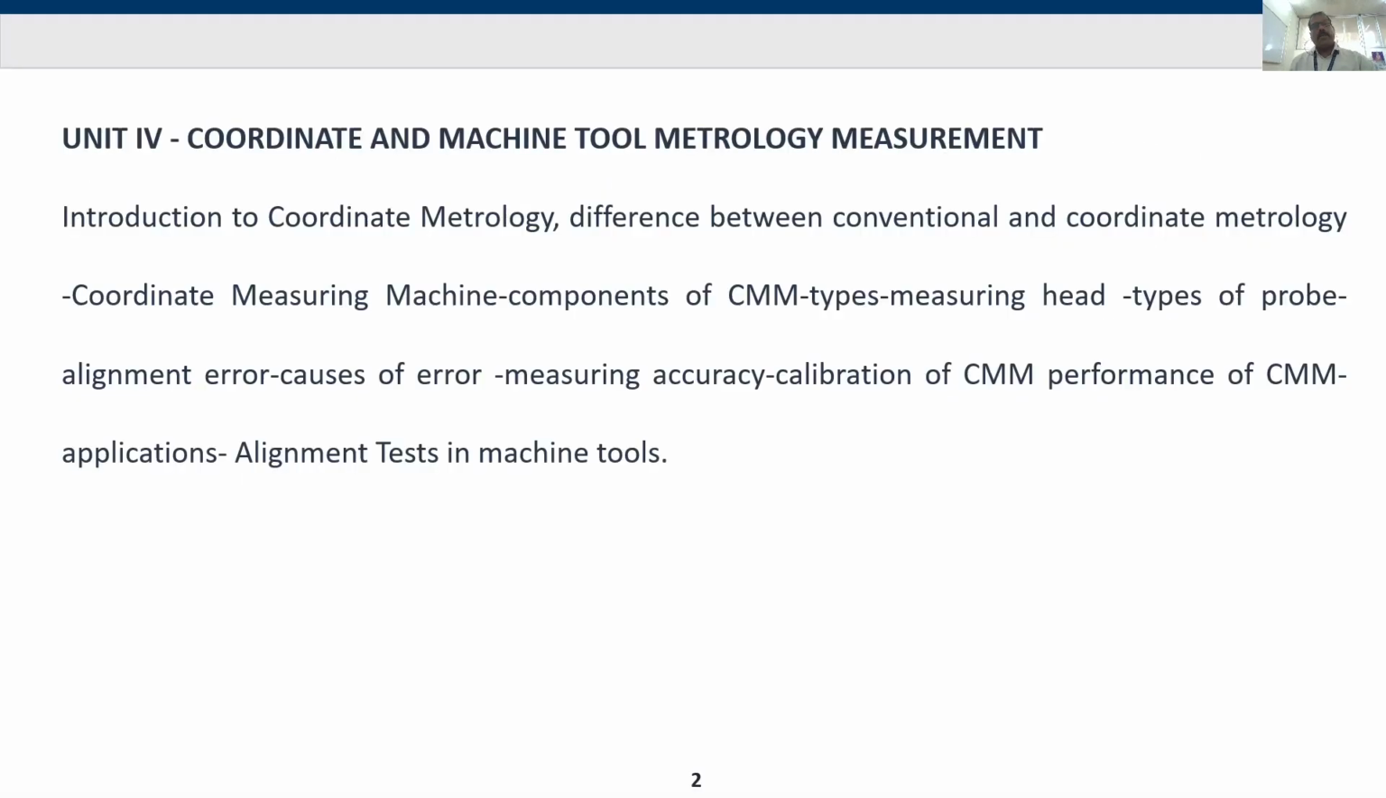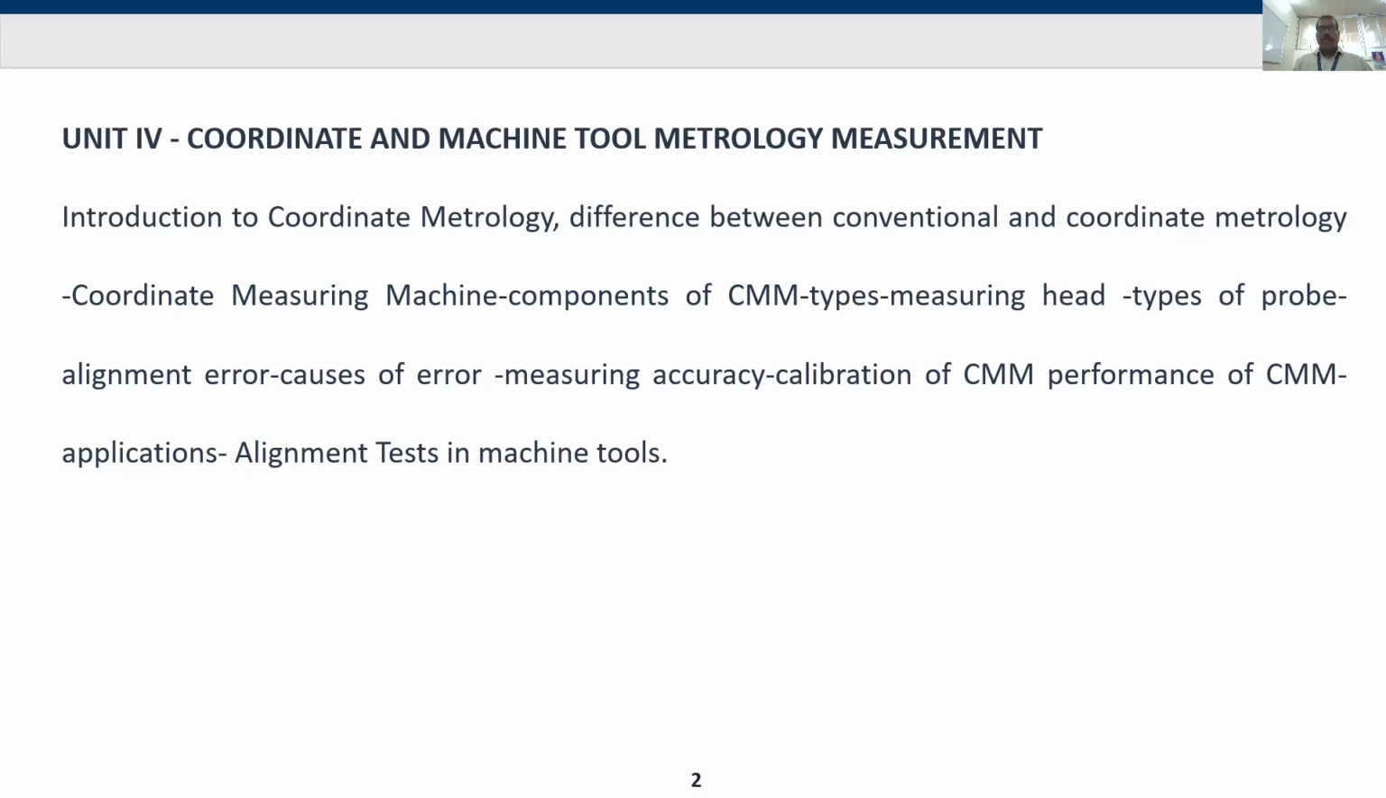Hello students. In this video I'm going to give an introduction to unit number 4, coordinate and measure tool metrology measurement. This is the syllabus for unit number 4. It's all about introduction to coordinate metrology and the difference between conventional and coordinate metrology.